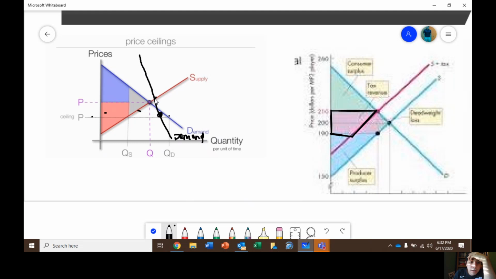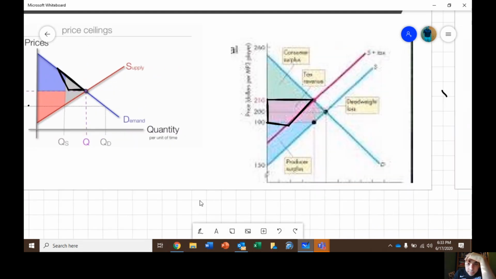Because maybe suppliers are producing at this high price point and the price ceiling is right here. And so, of course, you would get deadweight loss still. But consumers will benefit depending on the inelasticity or the elasticity of the demand and the supply curves. So elasticities play roles in policy interventions like price ceilings.